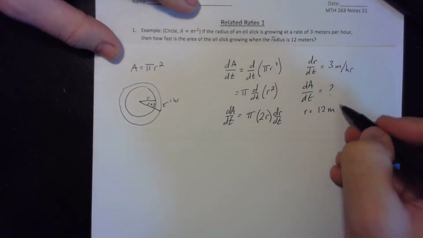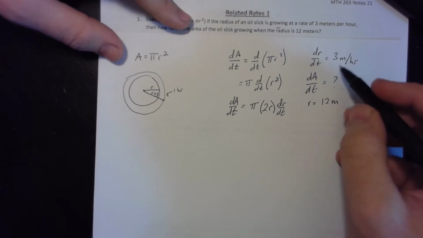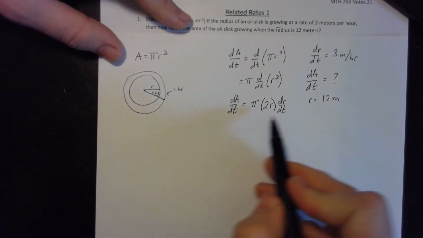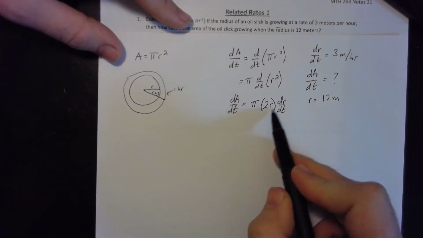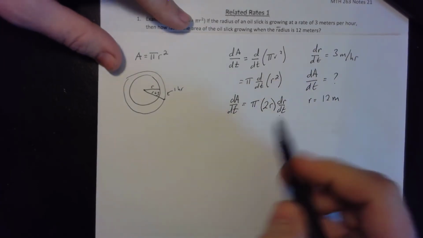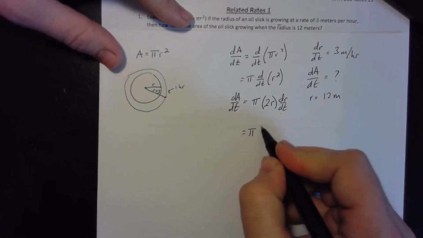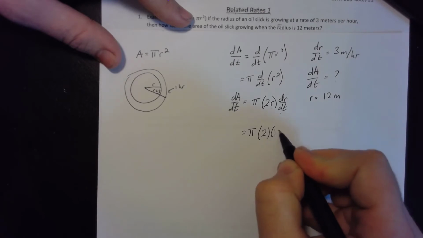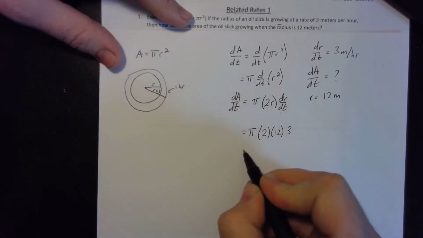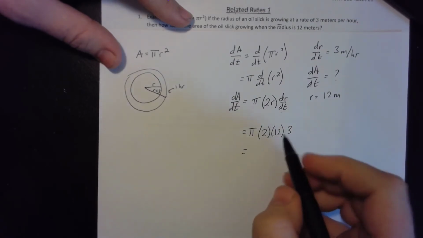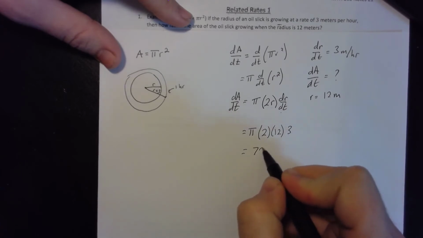So now I have all this information here. I'm looking for dA/dt, which I do have. I have r, which I have in my formula, and I have dr/dt, which I have in my formula. So simply by plugging all of this information in, 2 times 12 times 3, this will provide me with the value that I'm looking for. In other words, I'm going to have, looks like 72 pi.